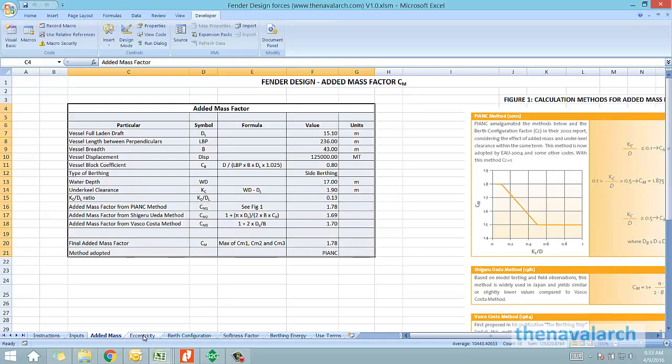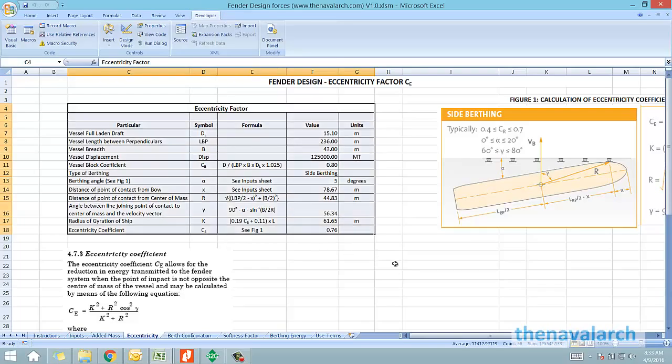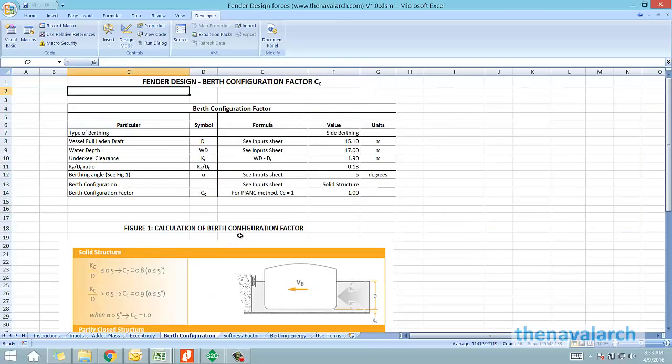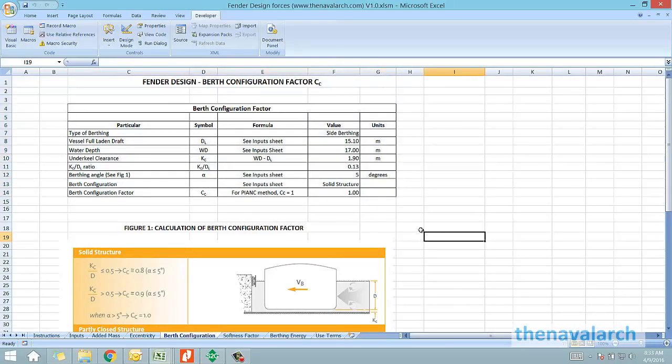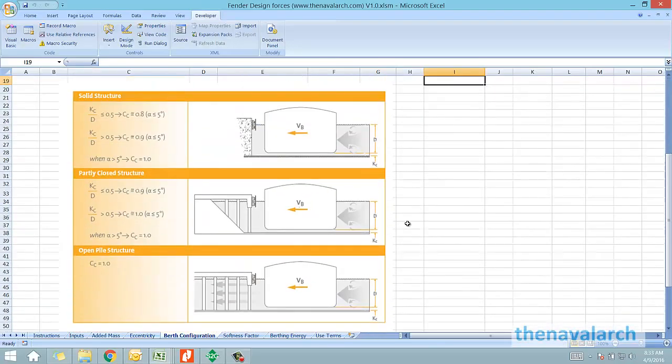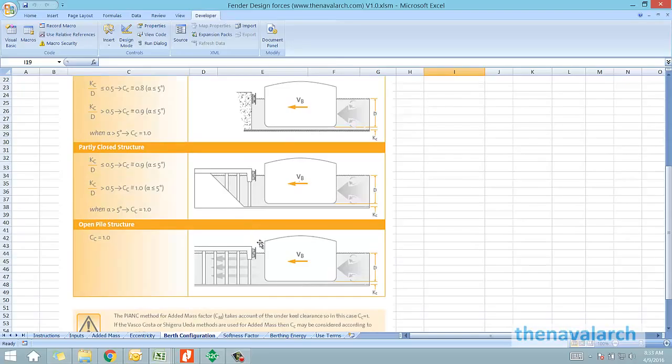Then it calculates the eccentricity factor, which is because of the ship coming at an angle to the berth and the water being trapped in between, which gives a dampening effect and reduces the berthing energy. Next is the berth configuration factor, which comes into play because of the design of the berth. If the berth is a completely solid structure, then the water trapped between the vessel and the berth doesn't have an outlet, and so it has maximum dampening impact and reduces the berthing energy. However, if it is a partly closed structure, then the water can go in, and so its dampening effect reduces. And if it is an open pile structure, then this water doesn't have any effect on the berthing energy.